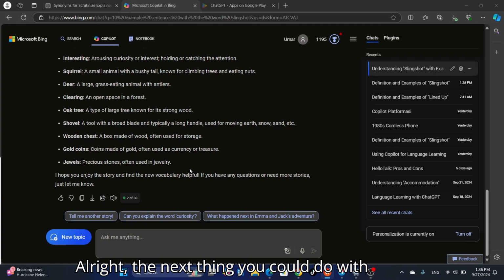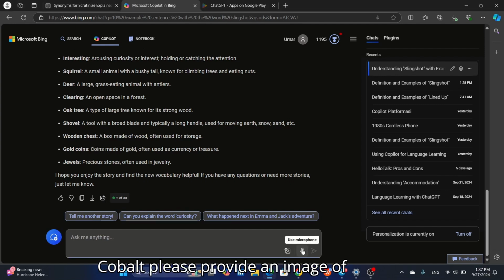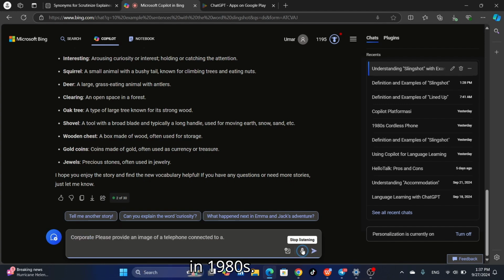Alright, the next thing you could do with Copilot is generating images and asking for new vocabulary. Copilot, please provide an image of a telephone connected to a charger in 1980s.